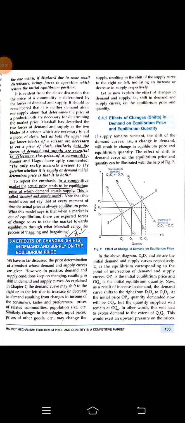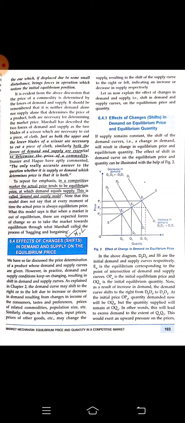Let's continue with the 6th chapter from your economics book of grade 12, and the name of the chapter is market mechanism. And today we are going to start from effects of changes or shifts in demand and supply on the equilibrium price.